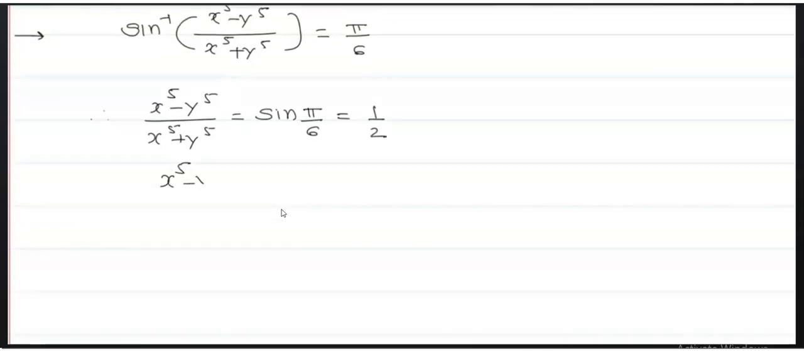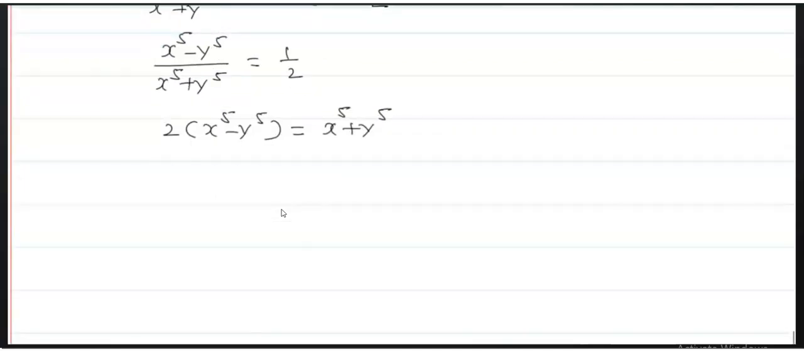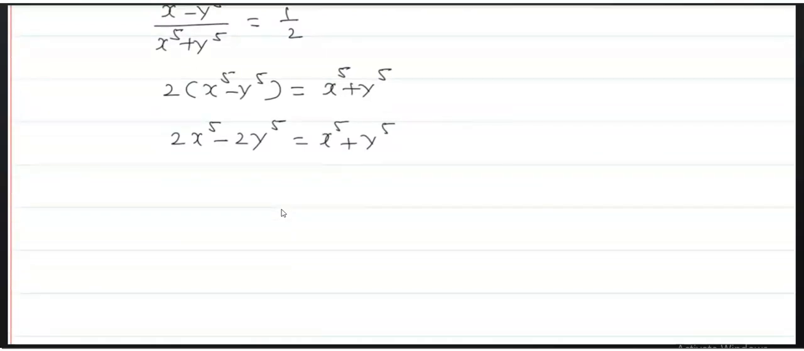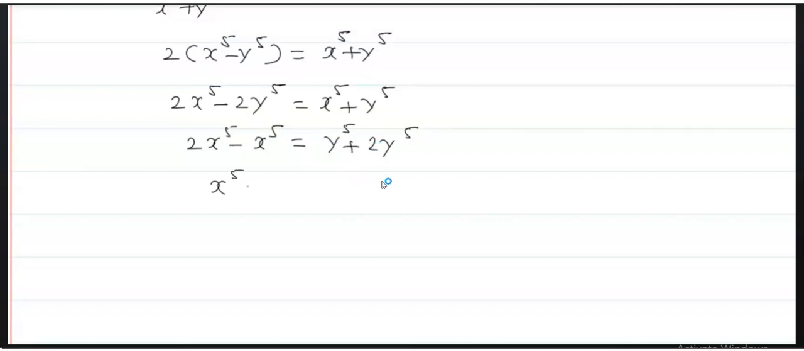Make again cross multiplication. Cross multiplication. Collect the terms of x on one side, y on another side. 2x raised to 5 minus 2y raised to 5 is equals to x raised to 5 plus y raised to 5. That is 2x raised to 5 minus x raised to 5 is equals to y raised to 5 plus 2y raised to 5. That is 3y raised to 5 is equals to x raised to 5.